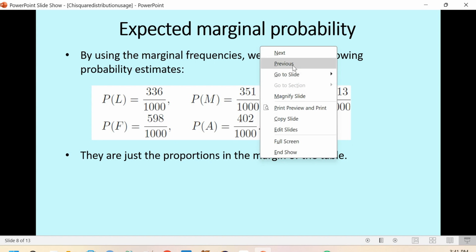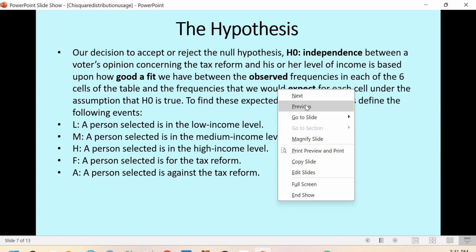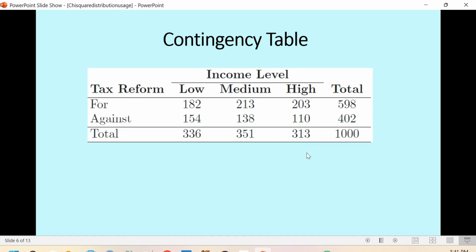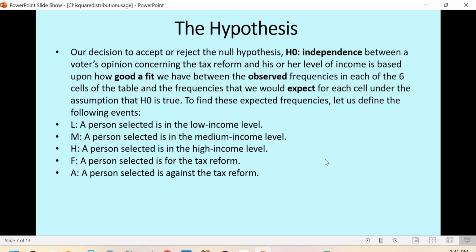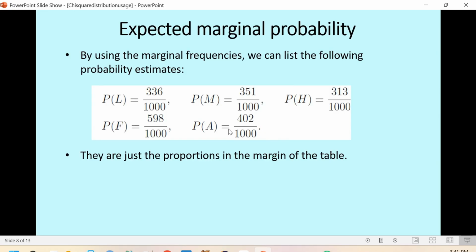If we look at this table, we just use this number divided by 1000. So all the margins have a marginal probability. This is the observed value, and from these margins we get a marginal probability for each case of the 2 variables. This is low income, medium income, high income. This is favor, this is against.